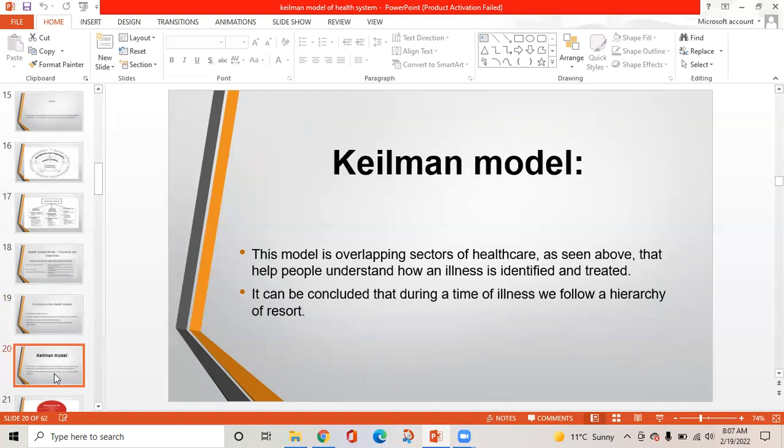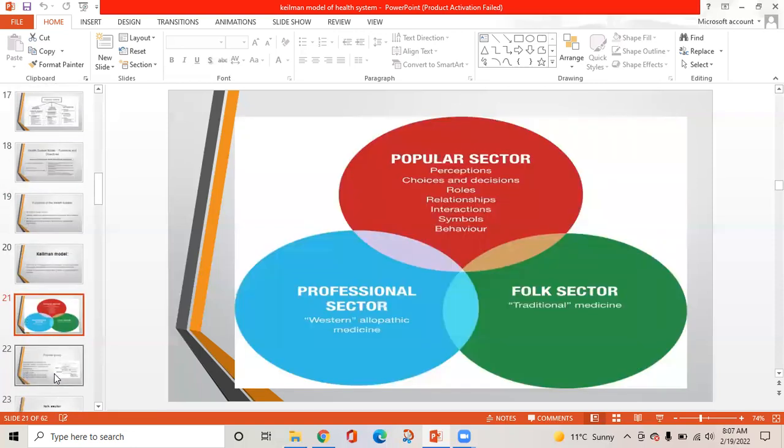Now, the Kleinman model. This model describes overlapping sectors of healthcare that help people understand how an illness is identified and treated. It can be concluded that during a time of illness, we follow a hierarchy of resort. This picture illustrates the Kleinman model: the popular sector, professional sector, and folk sector all overlap with each other.